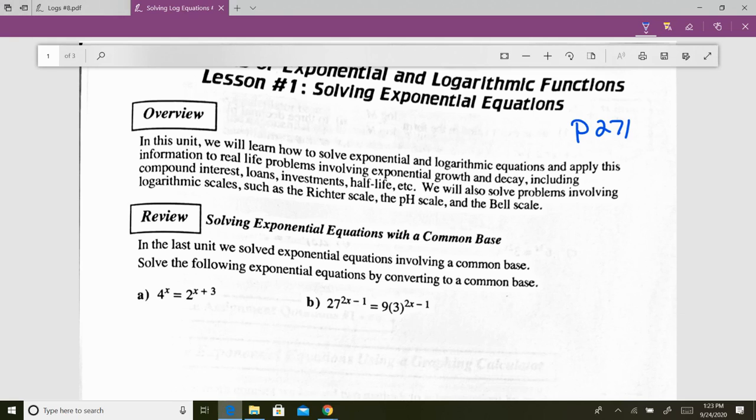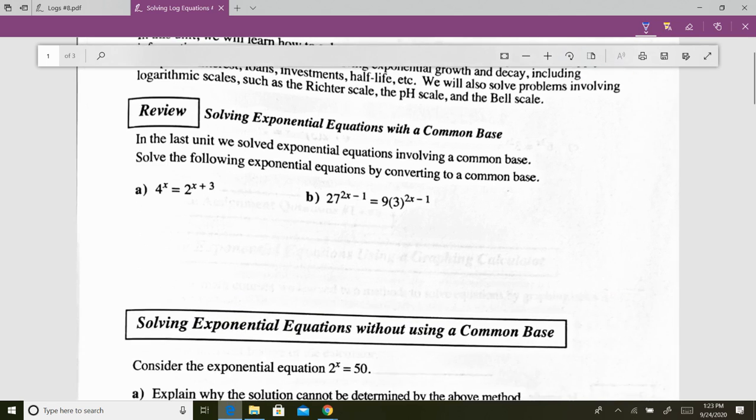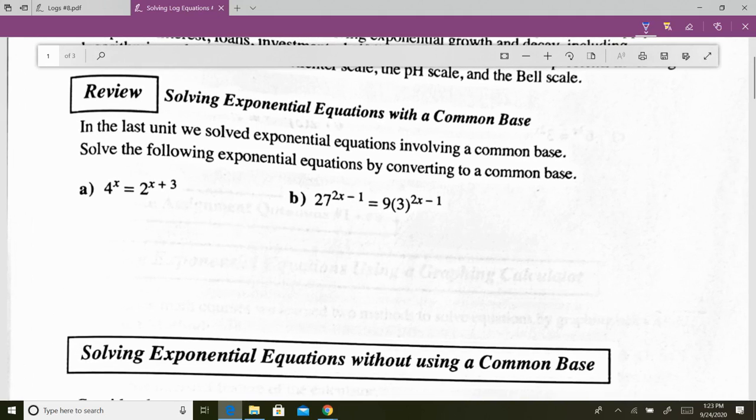Okay. Page 271, solving exponential equations. So we have already solved some exponential equations. We have solved ones like these. How would you solve this? You had one of them on your quiz. How would you solve a question like 1a? What would you do?